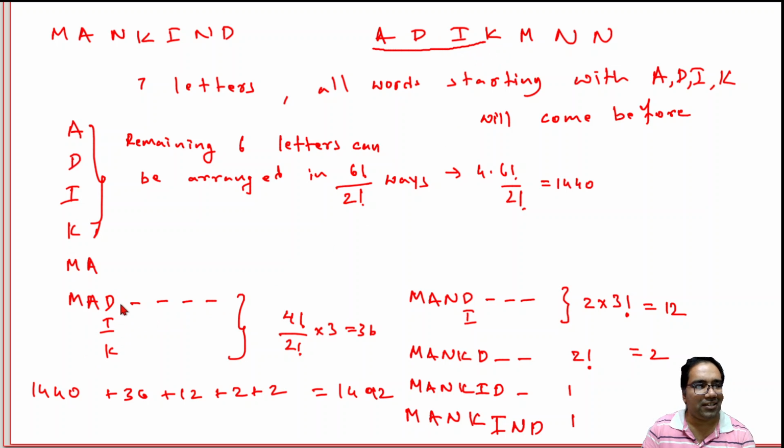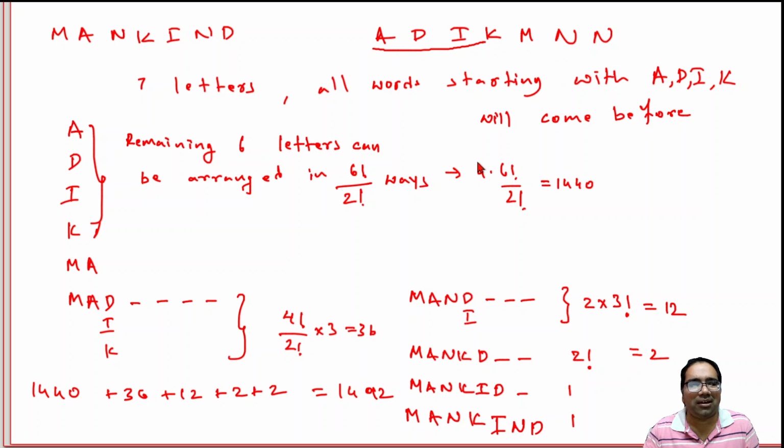If you fix these three letters, how many letters will we have? We have four letters. Of four letters, again two will be the same, because two N's we have to use. So how many cases will we get? 4 factorial, because 4 letters, by 2 factorial because there are 2 N's. And for each of these cases, for MAD also 4 factorial by 2 factorial, MAI also, MAK also. So that's 4 factorial by 2 factorial into 3, which is equal to 36. Very good. Now all words with MAK are done. Then what will be left? MAK is done, then we'll have MAN.